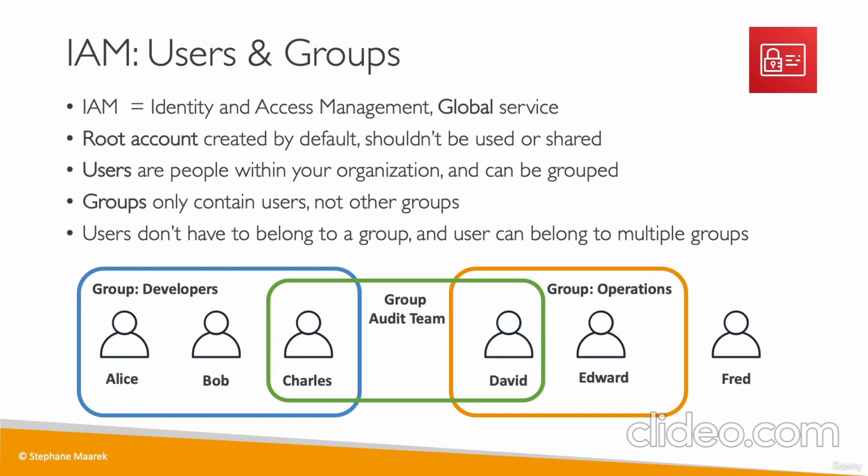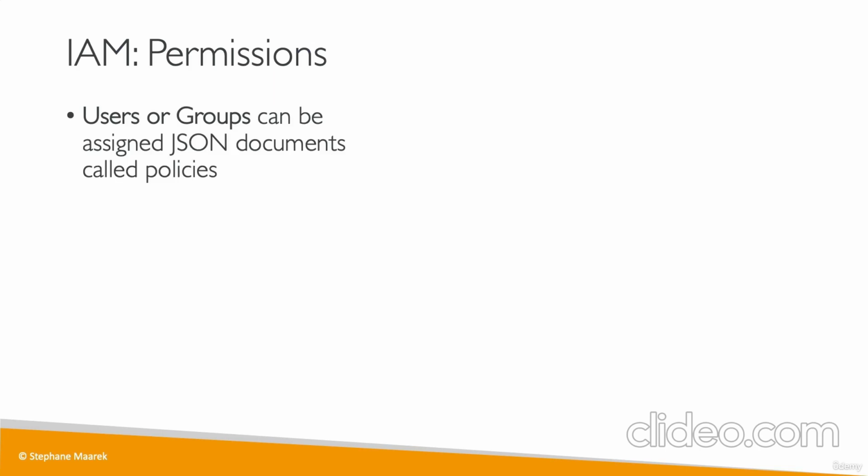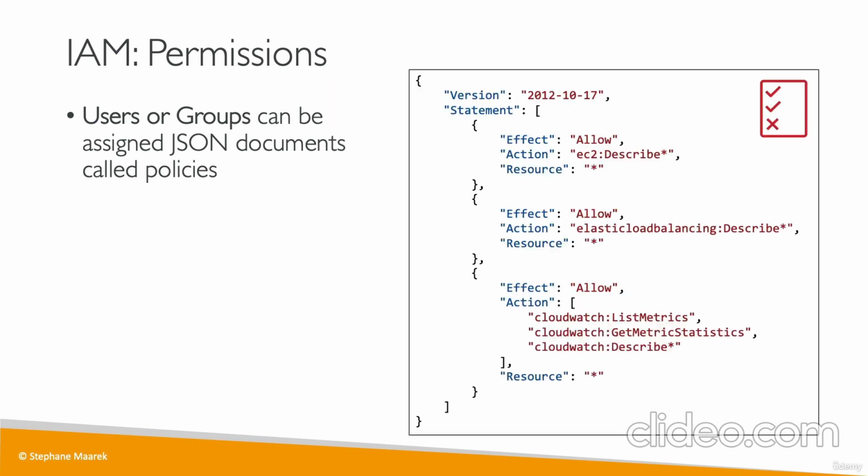So why do we create users and why do we create groups? Well, because we want to allow them to use our AWS accounts, and to allow them to do so, we have to give them permissions. So users and groups can be assigned what's called a JSON document, called a policy, an IAM policy. It looks just like this. You don't have to be a programmer. This is not programming. This is just describing in plain English what a user is allowed to do, or what a group and all the users within that group are allowed to do.